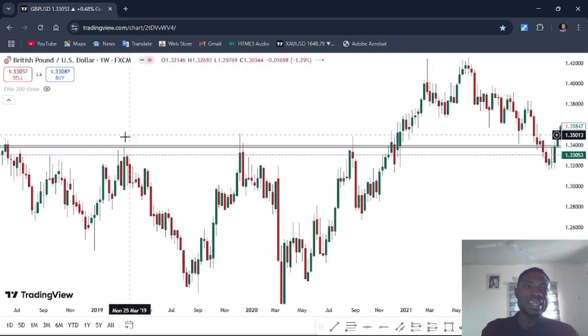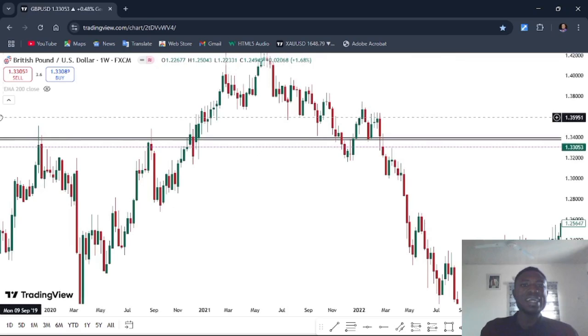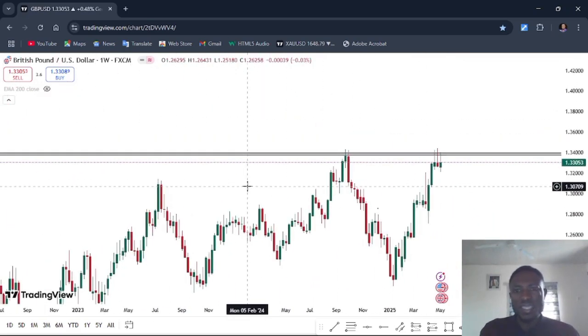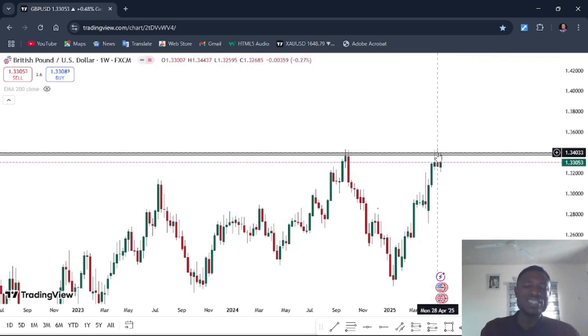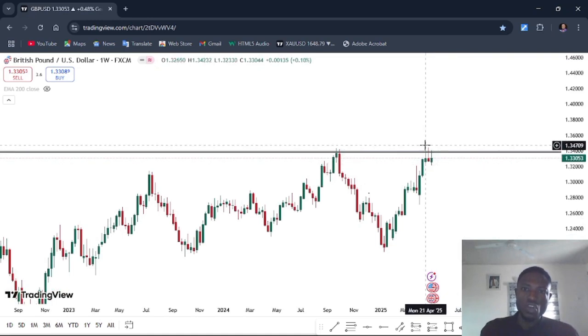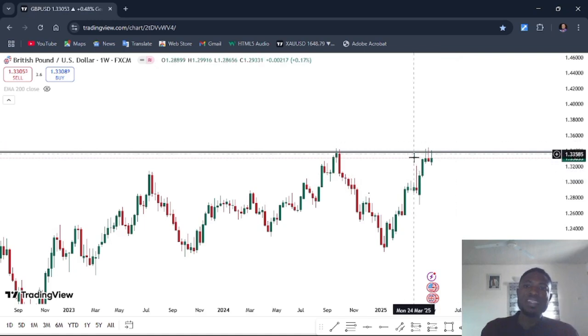And you can see that this is a weekly time frame. What does that mean? It means that this particular zone is solid. How are we going to take advantage of this trade on a lower time frame, seeing that price has refused to break this particular zone?